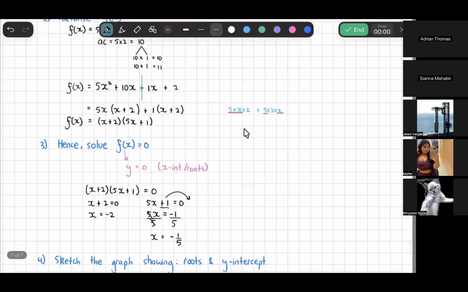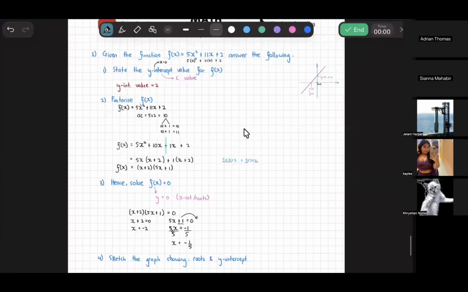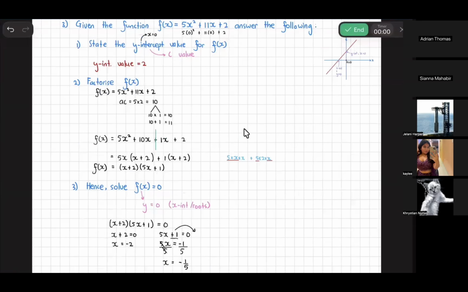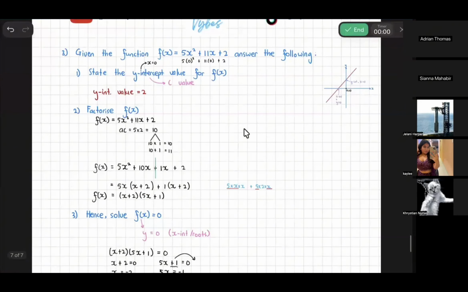Okay, is everybody in the Form 4 class understanding this perfectly? And I presume the Form 5s, you should understand this. It shouldn't be hard. People in the Form 4 class, do you understand the part where they say hence solve f of x is equal to 0? Yes, sir. Okay, good. Adrian, do you understand that f of x, from the start, was 5x squared plus 11x plus 2? But when we factorized it, it became x plus 2 by 5x plus 1. So this is really f of x. And they said to use the word hence. So most likely, they want us to use what we just found.